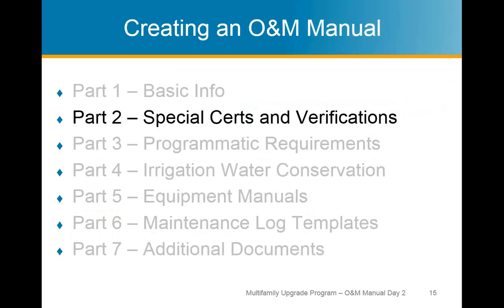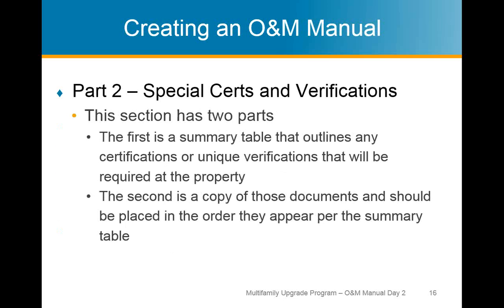So part two, special certifications and verifications. So for this section, we're really looking for two main parts. There should be a summary table at the beginning, immediately evident in this section, that outlines any certifications or unique verifications that will be required at the property. And these can be sort of stick or carrot certifications and verifications. There can be the stick-driven things that you have to do, CALGreen compliance. There can be the carrots that you were incentivized to do, like Energy Star certification or LEED certification. But they should all go here.